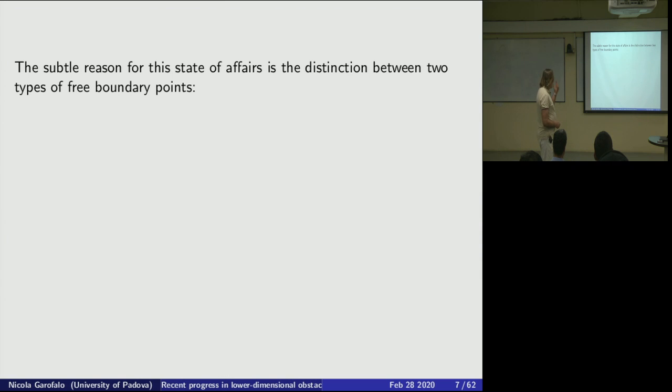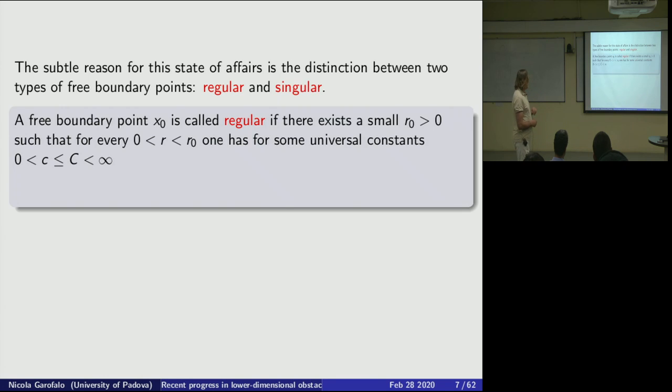All right, so the subtle reason for this state of affairs is the distinction between two types of free boundary points, regular and singular. Now I'll give the definition and you will see what goes on. A free boundary point is called regular if there exists a small radius such that within that radius, U detaches itself from the obstacle at most with a quadratic rate. And this quadratic rate is optimal in the obstacle problem.